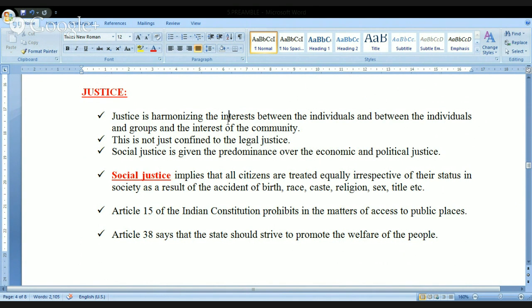When I use the word justice, this is nothing but harmonizing the interest between the individuals, between the individuals and groups, and the interests of the community. Meaning, harmony is the fundamental principle. This is not just confined to legal justice. And finally, if you look at this, social justice has been given predominance over economic justice and political justice.